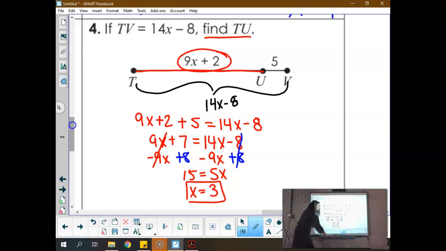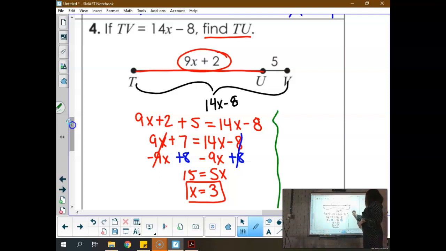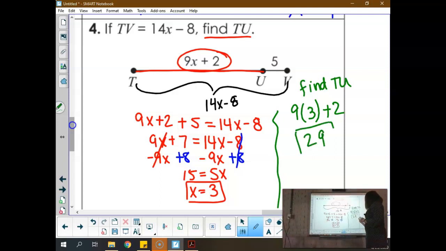I'm going to switch colors so you guys can see this work. So I've got 9 times 3 plus 2, and this is me trying to find TU. 9 times 3 is going to be 27. 27 plus 2 makes it 29. This is your actual final answer. All right, so let's zoom out real quick.